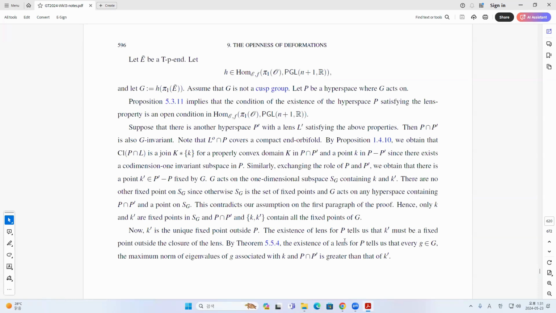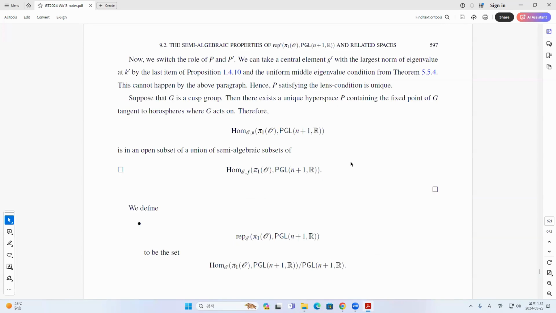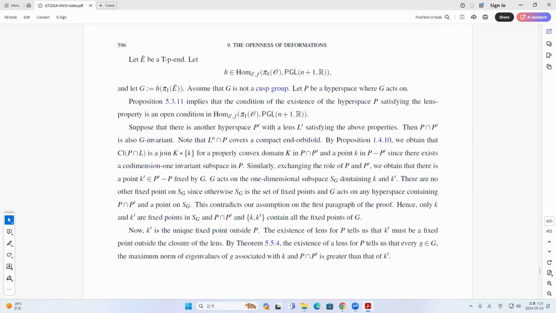Okay, and then for the T end, we have a similar argument. Okay, so I will skip that.